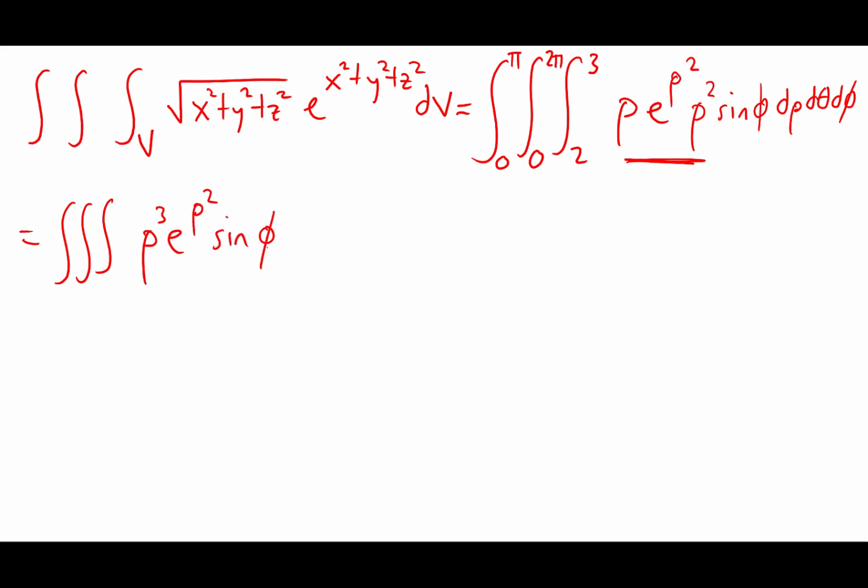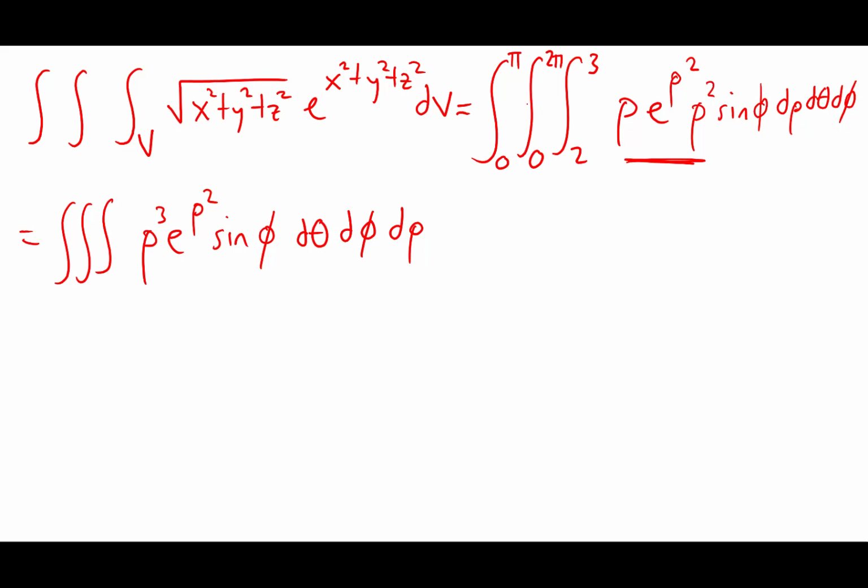But let's go ahead and change. Let's integrate with respect to theta first, just so we get that integral out of the way. Then let's integrate with respect to phi, and then let's do rho. Because all of our bounds are constants, we can just flip around like Fubini's theorem tells us.